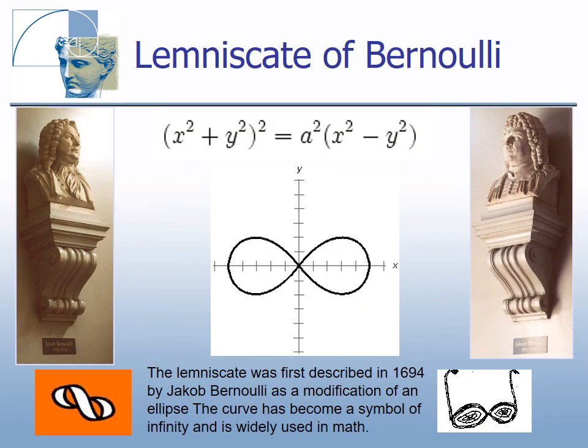There is a great variety of algebraic implicit curves. They are studied in analytic geometry. Let me show you just one more but very popular curve. The Lemniscate was first described in 1694 by Jacob Bernoulli as a modification of an ellipse in the implicit form. It is described by the polynomial of degree 4. The curve has become a symbol of infinity and is widely used in mathematics.